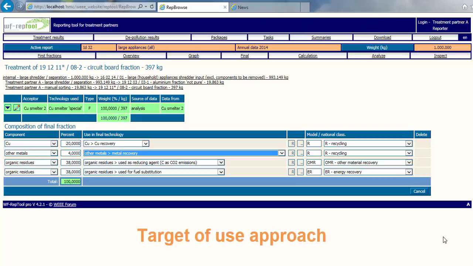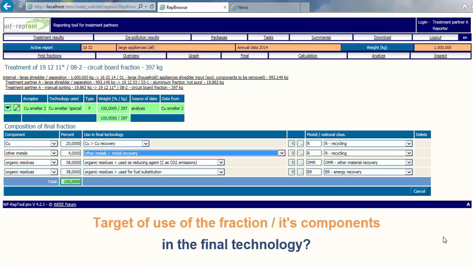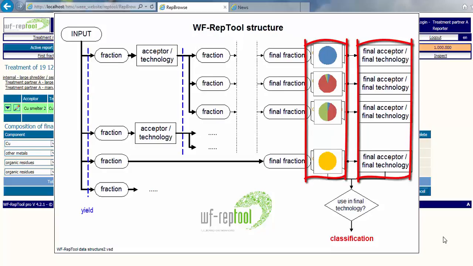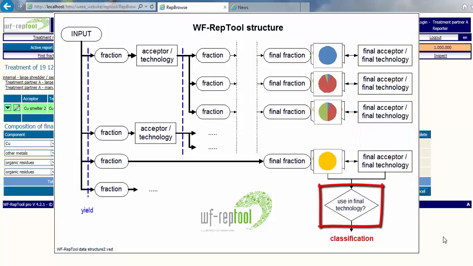Target of use approach. Within the RepTool, we follow the target of use approach. That means we ask what will be the target of use of the individual fraction, the component of the fraction within the final technology. See the chart I already used in the video to explain the term of composition, where you see that the composition and the final technology are the two factors which influence the question and the answer on the use in the final technology.